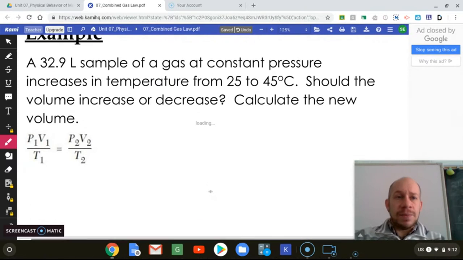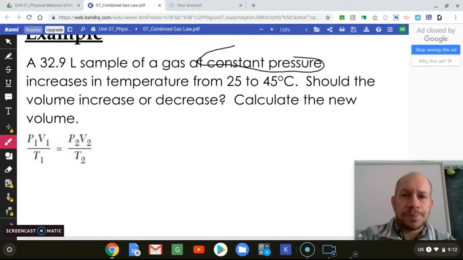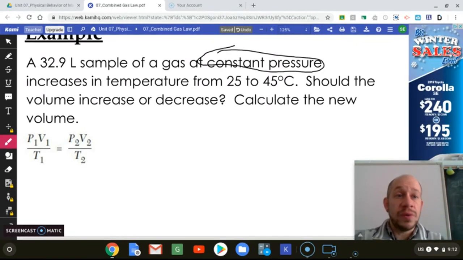A second example: a 32.9 liter sample of a gas at constant pressure increases in temperature from 25 to 45 degrees Celsius. Should the volume increase or decrease? And calculate the new volume. So I have a constant pressure. I have 32.9 liters. It wants to know if I increase my temperature, what's going to happen to my volume? Now recall, if I increase my temperature, my volume will also increase.